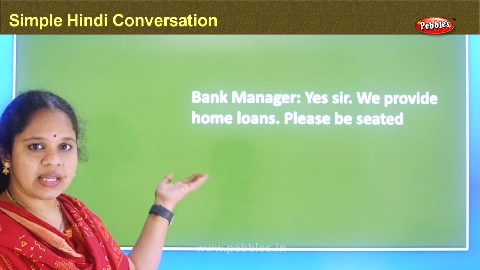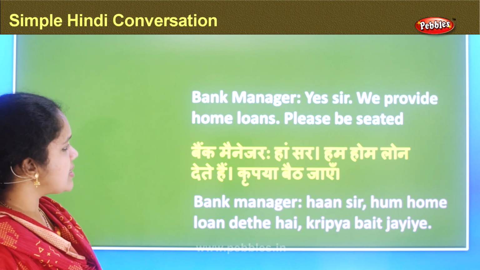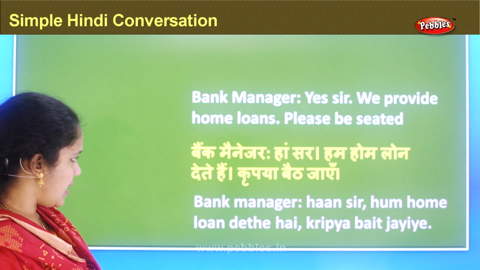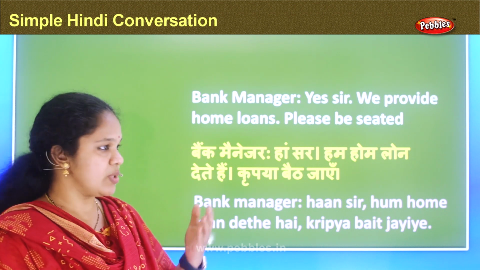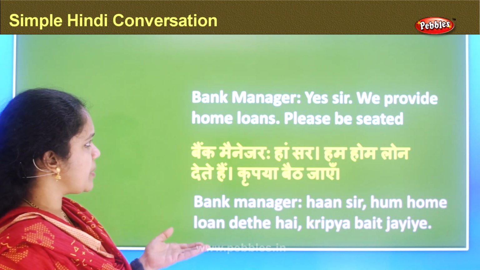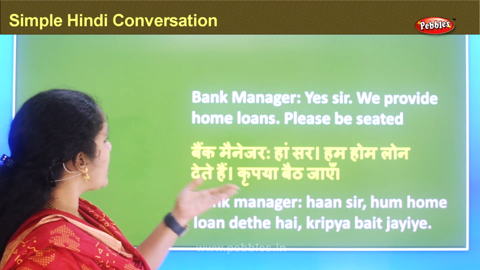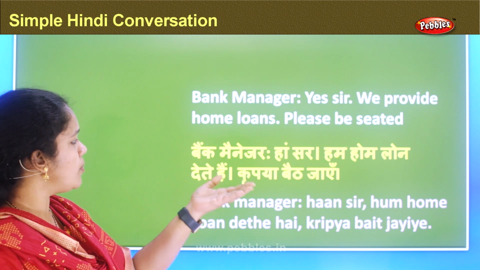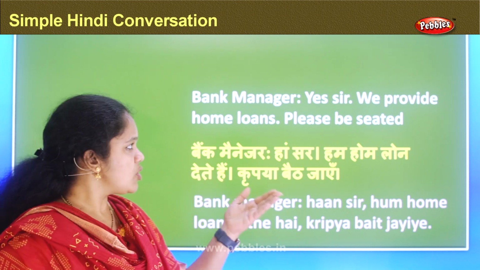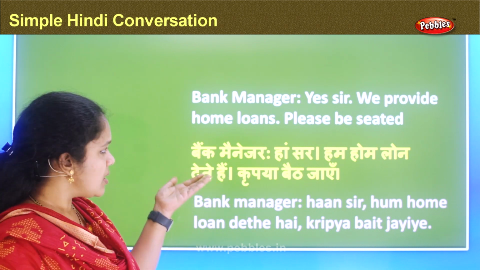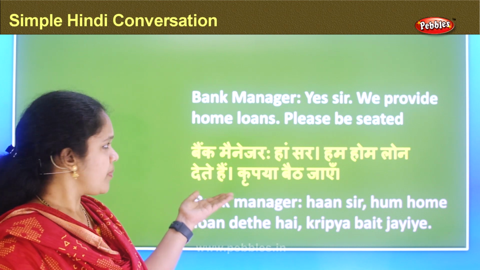How do we tell that sentence in Hindi? Let us see here. Haan sir, hum home loan dete hain. Kripya baith jayein. So this is the Hindi sentence. Let me explain. Yes sir means haan sir. We provide home loans, hum home loan dete hain. Dena, to give. So they provide home loans. What we have to say? Hum home loan dete hain.